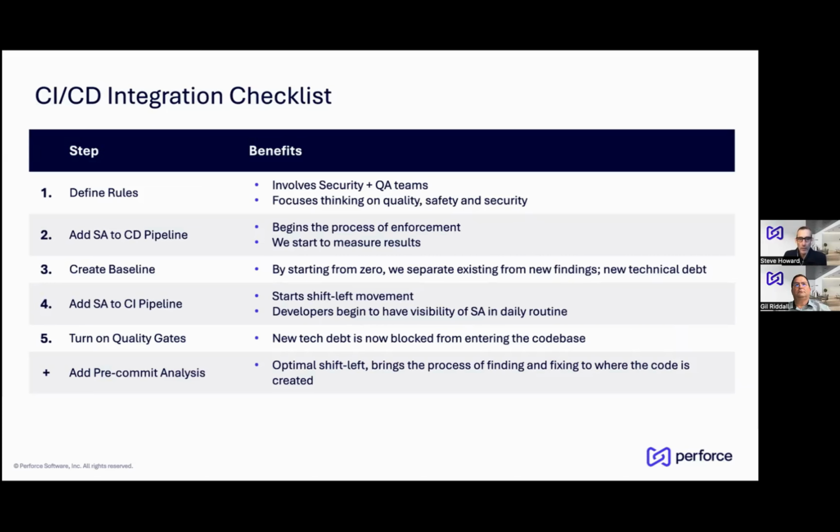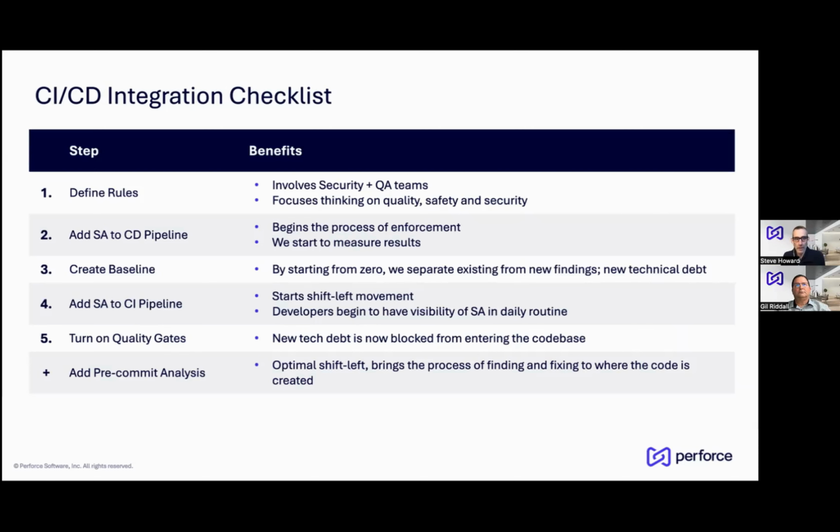Once we've added that requirement and those rules to the CD pipeline, we're now starting the process of enforcement. We start to measure results, and we can see what level we're getting. Again, this is part of that evolution of just making sure we're hitting the right mark here. Once we've got that right, we create the baseline. So this is where we're trying to start from a very low number, or ideally 0 findings, so that we're focusing the developers from that point forward on new technical debt. Nothing to do with the old. We can move that to the side, deal with the backlog separately. That comes later. We want to focus on not making things worse.